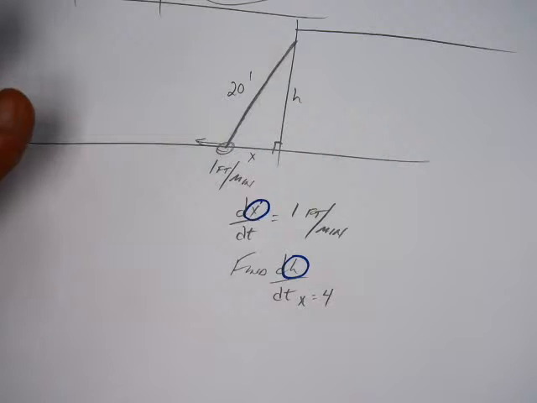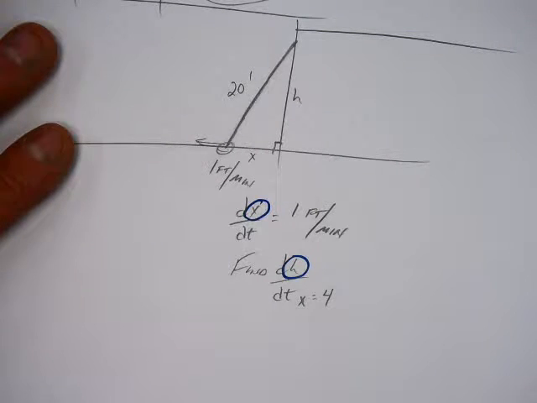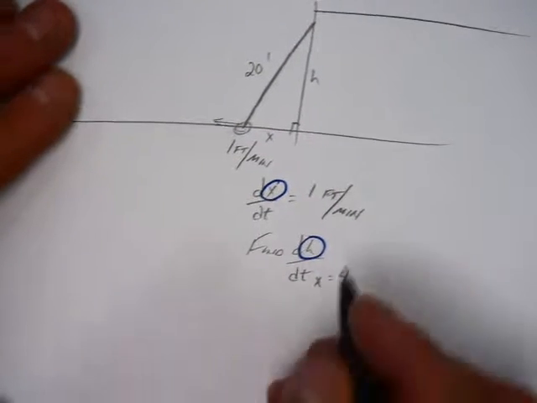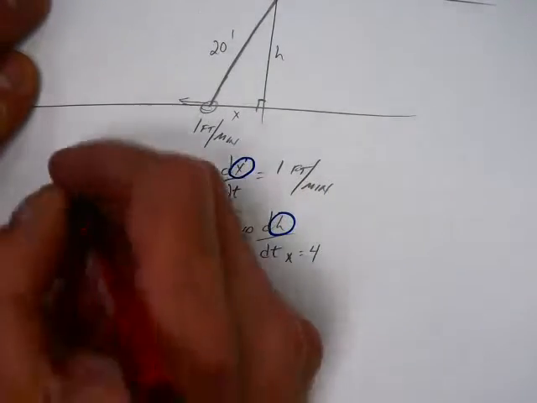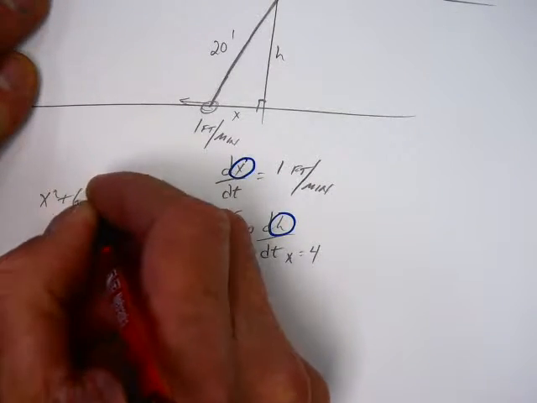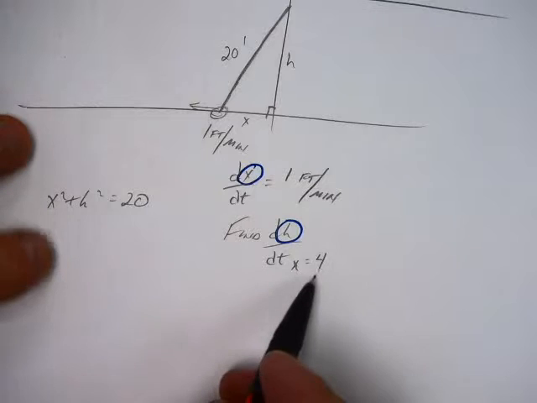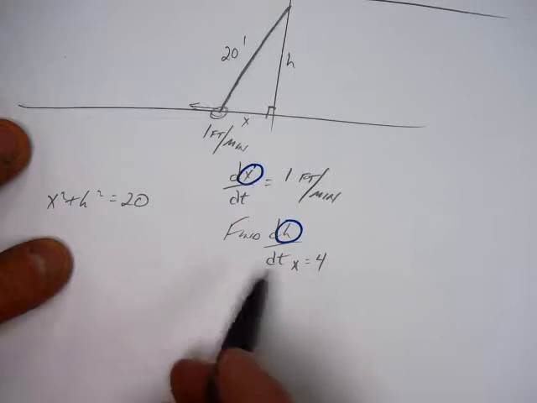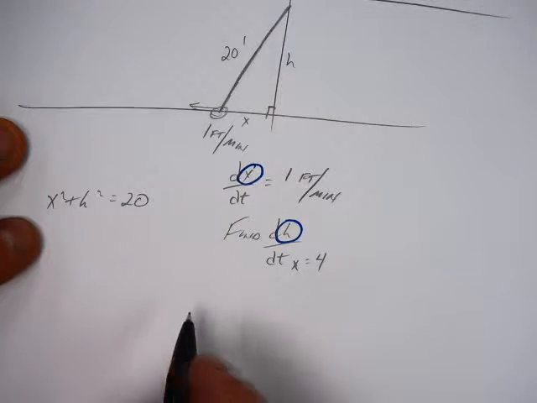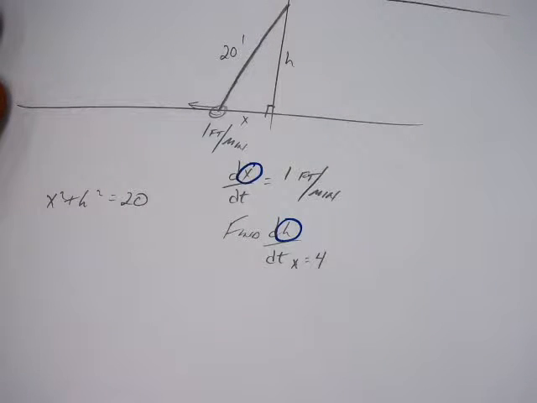X, H, and 20, that's true, but what equation can we write? Pythagorean theorem, so here we go. Okay, let's go X squared plus H squared equals 20. So I can't plug in this 4 yet. I can't, because H can be different. So now let's differentiate. What's my derivative of X squared?